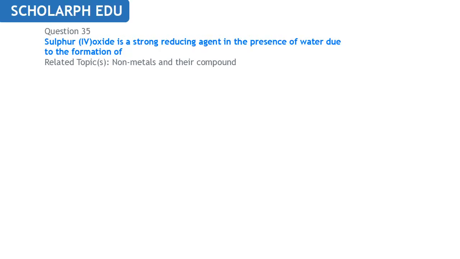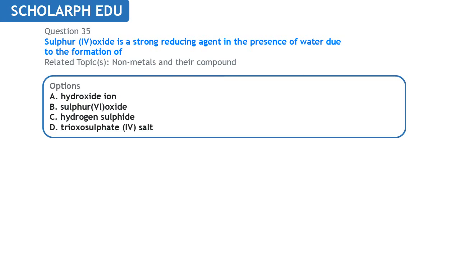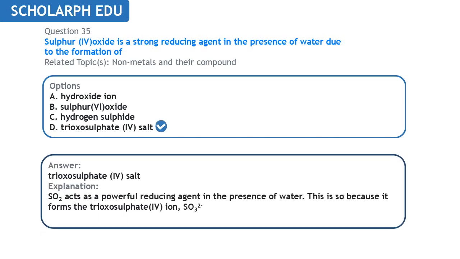Sulfur 4 oxide is a strong reducing agent in the presence of water due to the formation of trioxosulfate 6 salts.